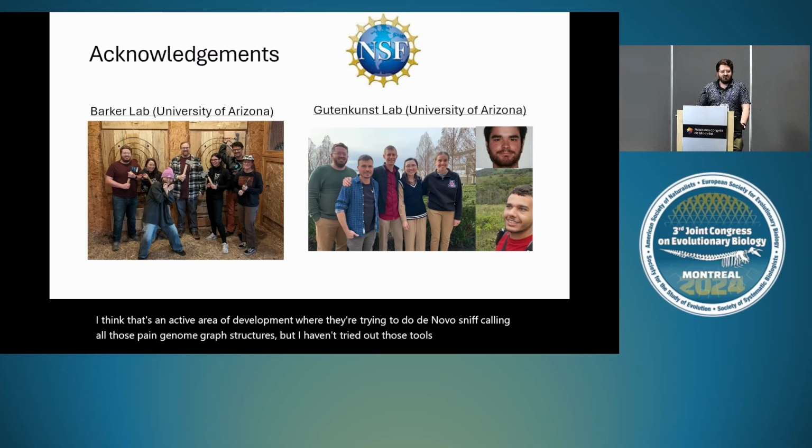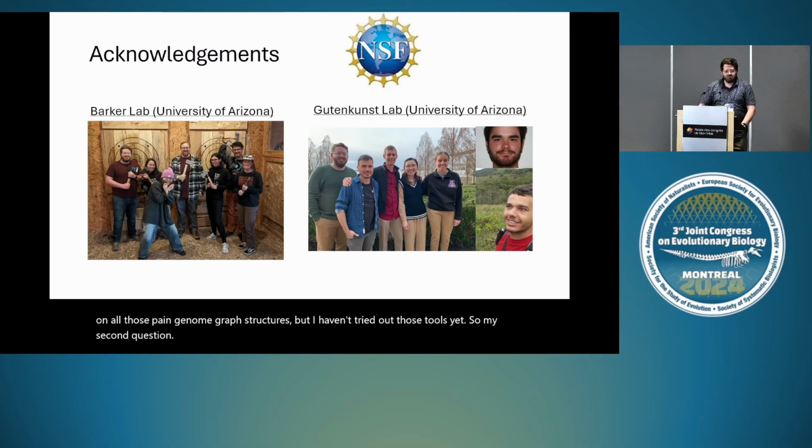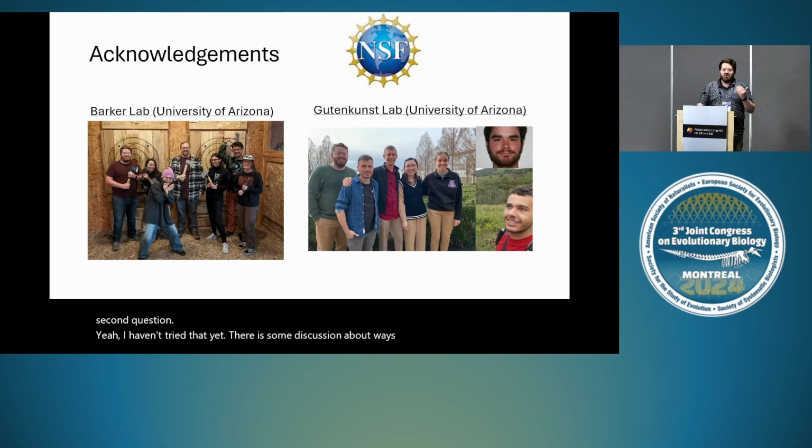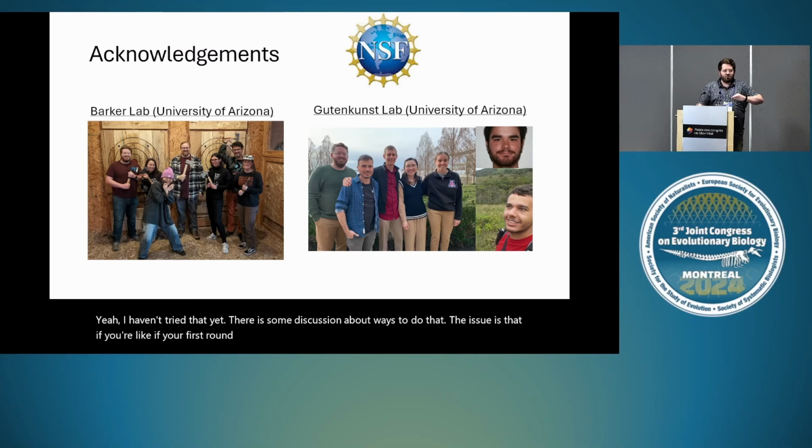So my second question was, have you tried iterating, like calling SNPs and then taking that BCF and putting that into your pangenome and doing a second iteration to see if that improves? Yeah, I haven't tried that yet. There is some discussion about ways to do that. The issue is that if your first round of SNP calling is still of poor quality, your next round is going to look really good, but it's just because you've already incorporated that bad variation into your graph. And so it's harder to know how to score the quality of those remappings as well. But that's a good question.